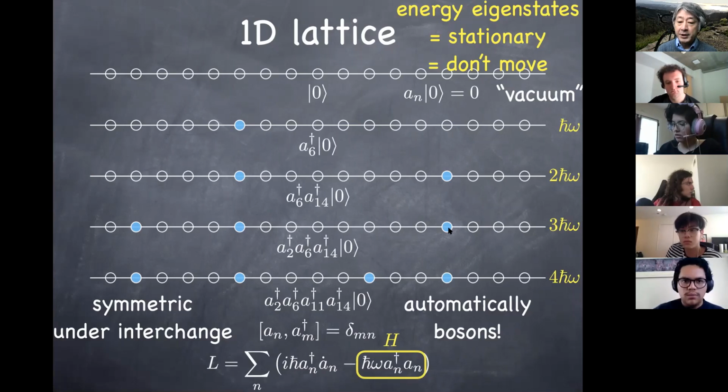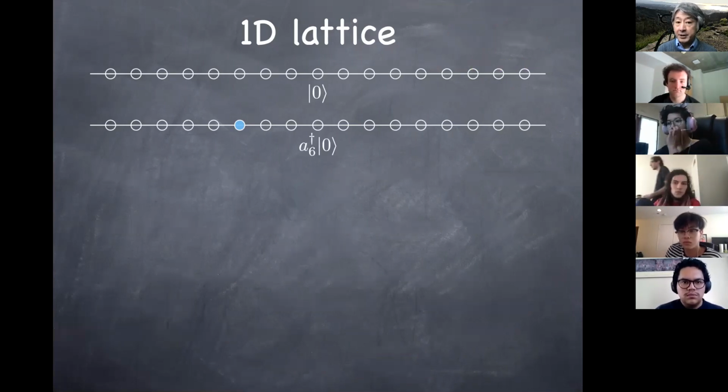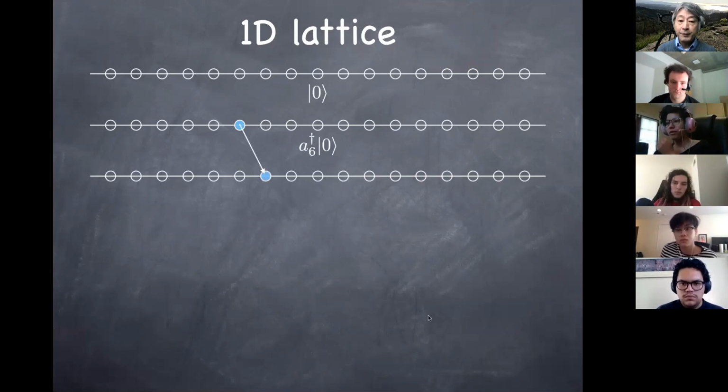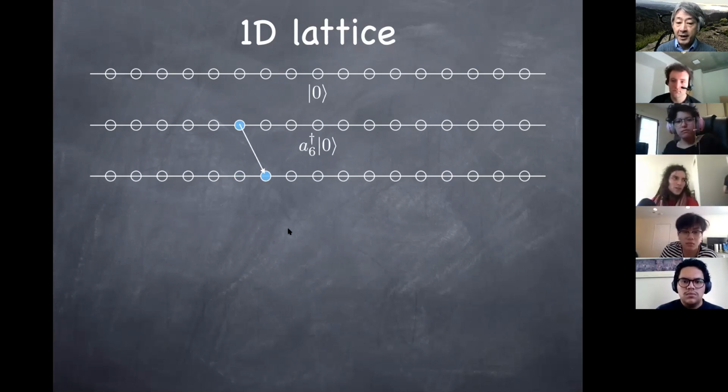So what we need to do is to come up with a way of letting a particle move, let's say to the next site. So if you want to let the particle move from site 6, so this is the state you start with. So you created a particle at site 6. Then you'd like to make sure this particle can hop to the next site, let's say site 7.